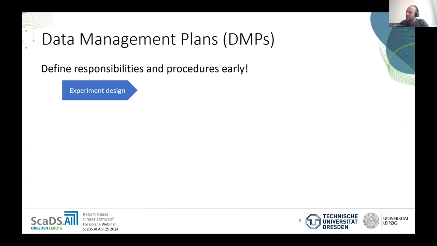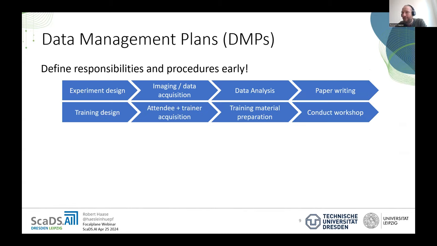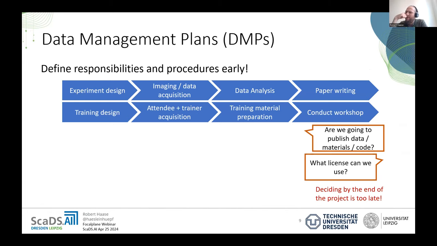There's often another problem in a similar context. You see it in science experiments, but you also see it in training. First of all, we plan an experiment, we acquire some image data, we do some data analysis, we write a paper about it, or we plan a training and we acquire trainers and we get attendees to the course, then we prepare the materials and we conduct the workshop. And then by the end, when the paper is being written or when the workshop is done, we are wondering, are we allowed to publish the slides or the code or the materials? And we don't know. And the license is super hard to figure out at that point in time. It's simply too late. We have to discuss that earlier.